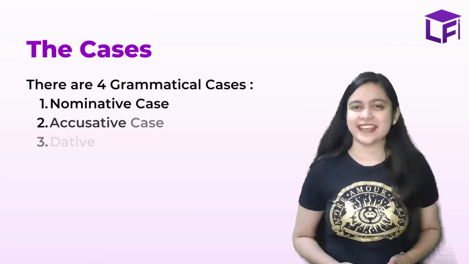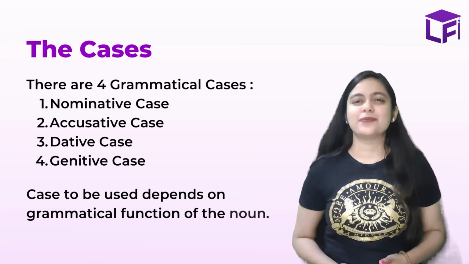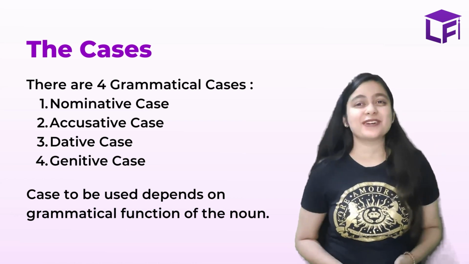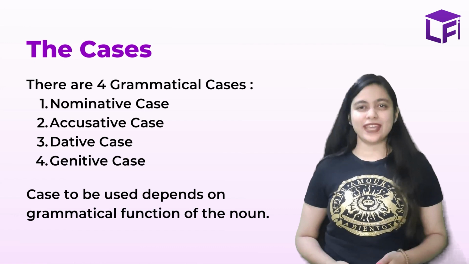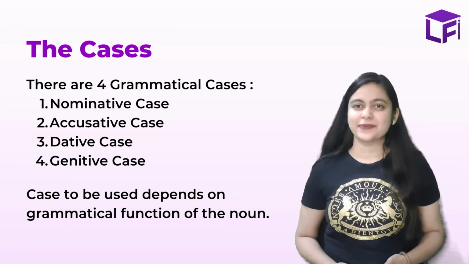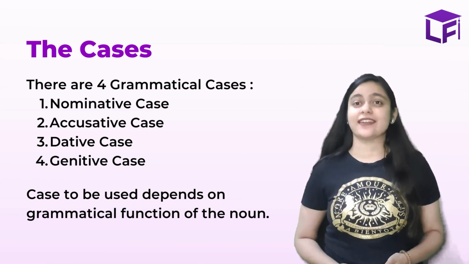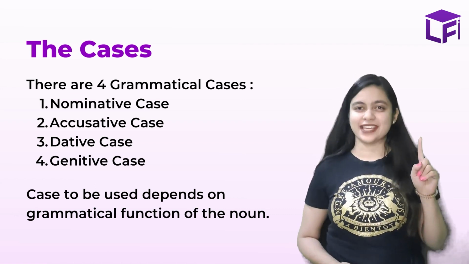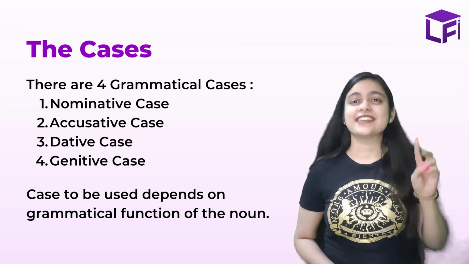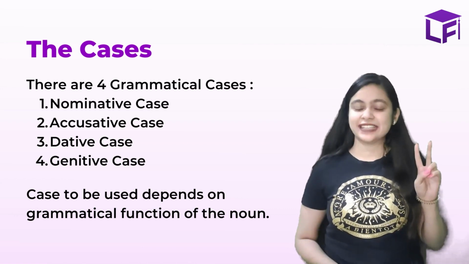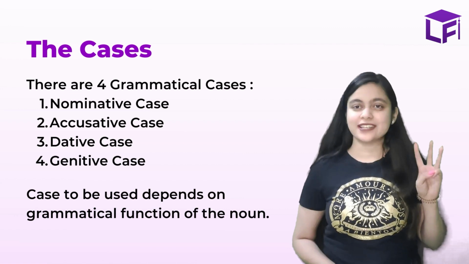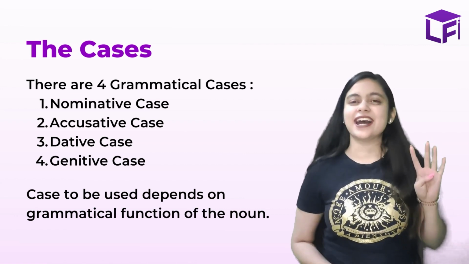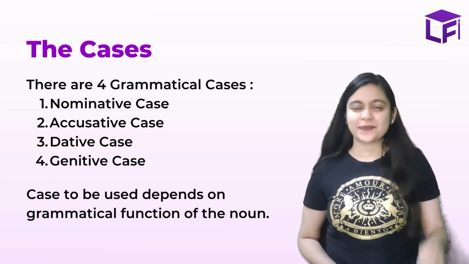But just before we begin, let me give you a brief introduction to the 4 cases that we have in the German language. That's right, we have 4 cases in total. The first case, which we are going to study right now, is the nominative case. The second one is the accusative case. The third case is called the dative case. And the fourth one is called the genitive case.